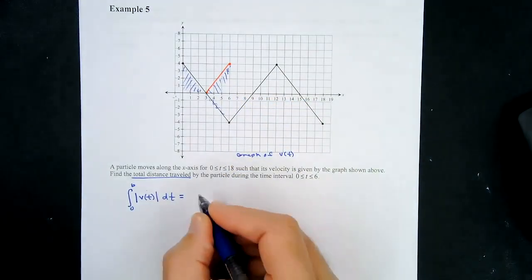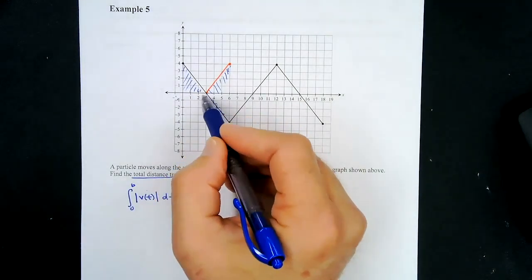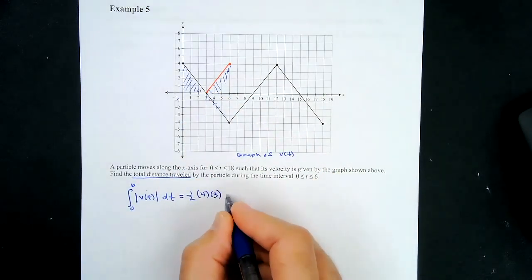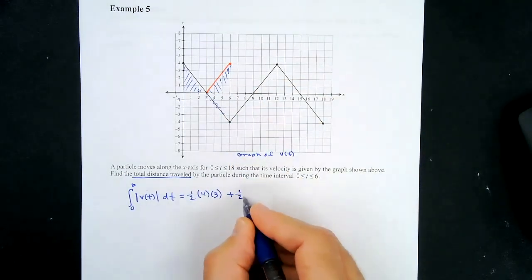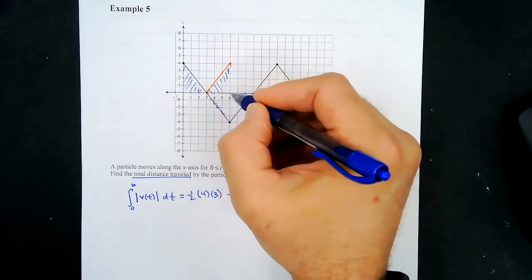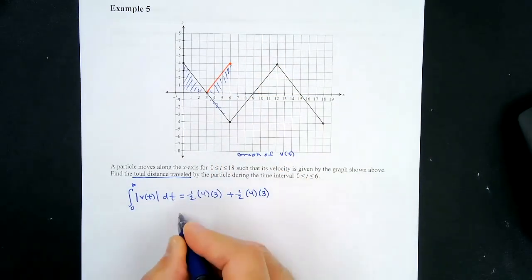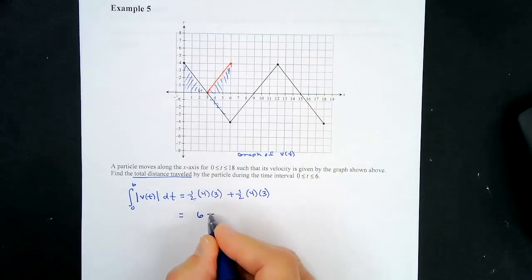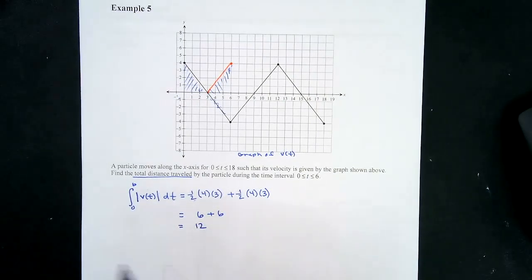So this winds up being 1/2 times, because this is a triangle, 1/2 times 3 times 4, or 4 times 3. And then plus this triangle, which is also 1/2 times 3 by 4, or 4 times 3. And so that gives us the total distance traveled. This would be 1/2 of 12, which is 6, plus 1/2 of 12, which is 6. So that gives us 12. That's the total distance traveled by this particle between 0 and 6.